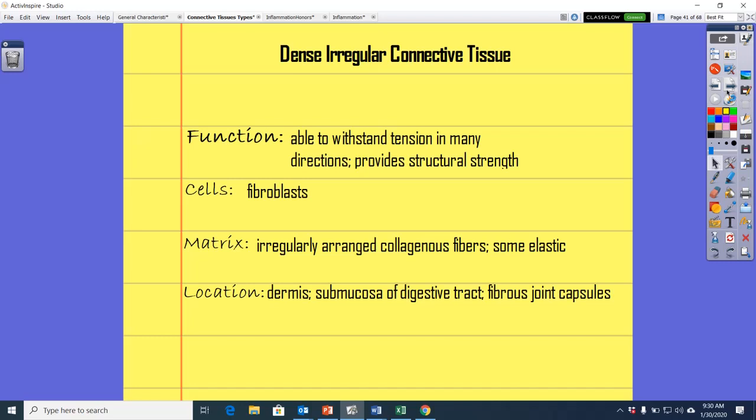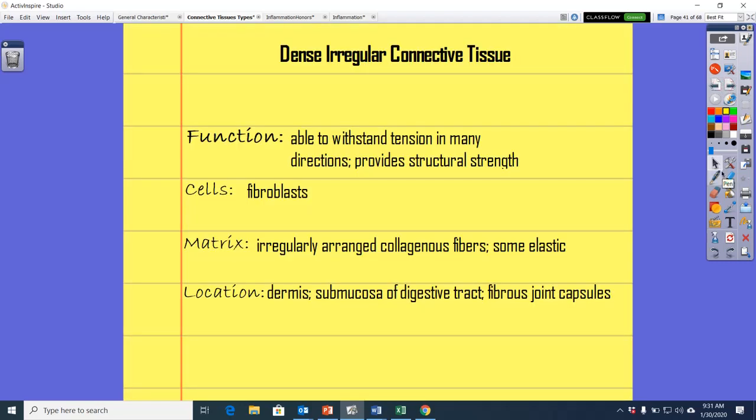We also have this around the joints of the body, so anywhere where two bones come together, specifically like knee bones or shoulder bones or elbow bones or finger bones, where those two bones come together, there's going to be a little capsule or a little sheath or a little covering of dense irregular connective tissue that just gives a little bit more stability around those two bones to help hold them in place or in alignment. It's also found in your digestive tract, but I would rather you focus on the dermis of the skin, which is kind of the middle layer of your skin, and then the joint capsules, which are going to be around the bones where they come together.